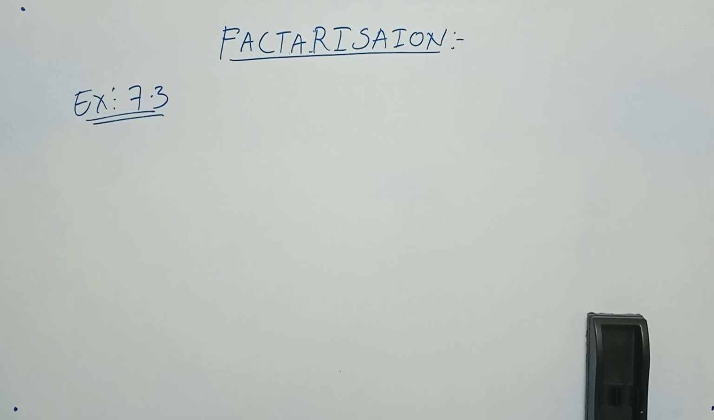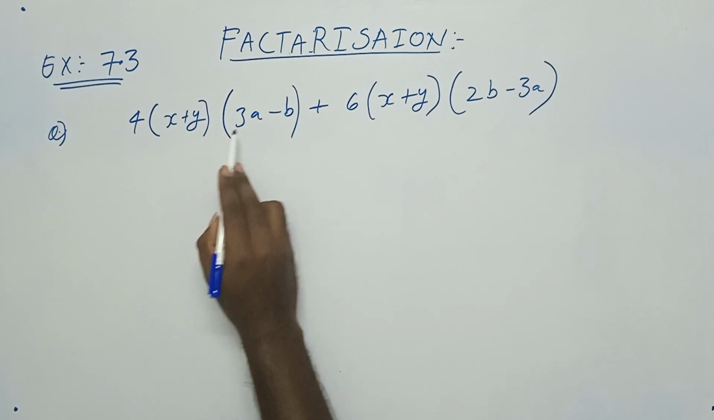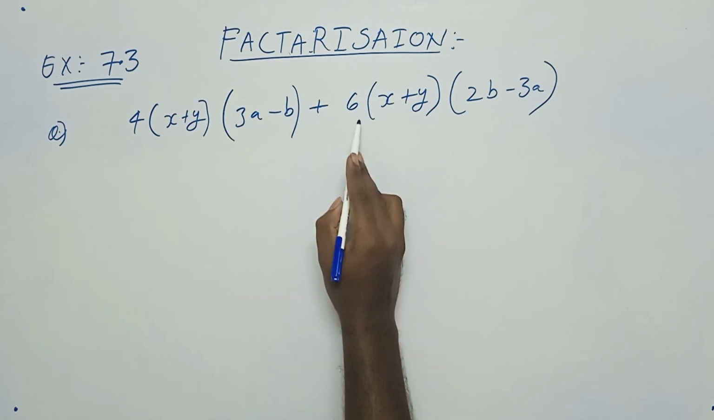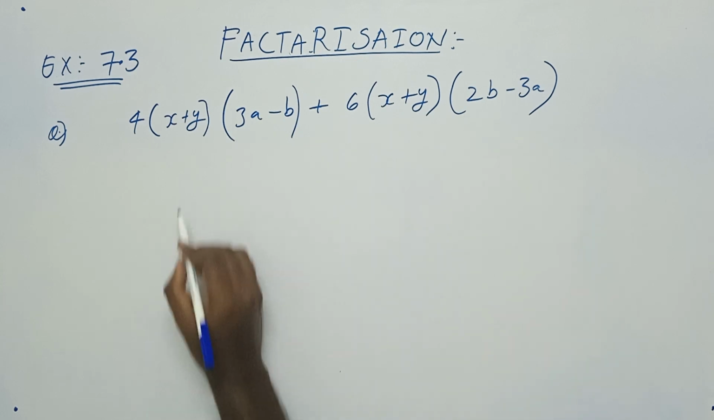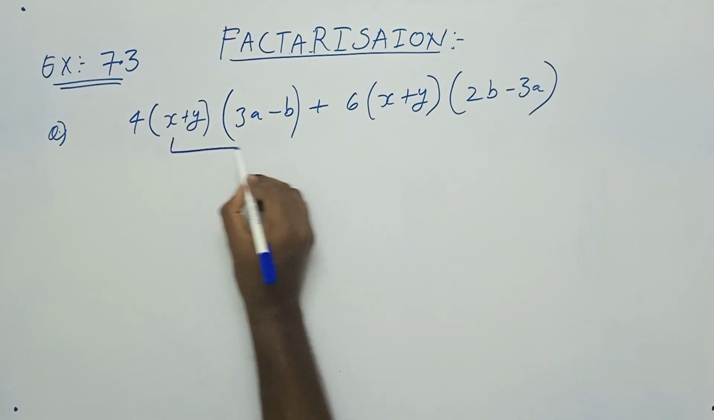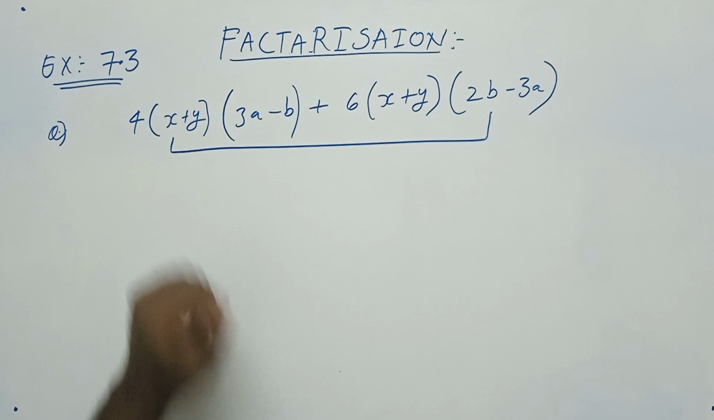NCERT exercise 7.3. Our problem is 4(x + y)(3a - b) + 6(x + y)(2b - 3a). We have to find the factors of this given expression. So how can we find the factors of this given expression?